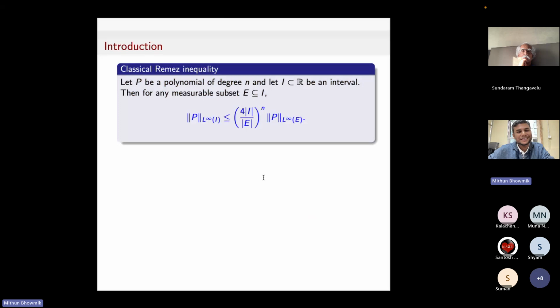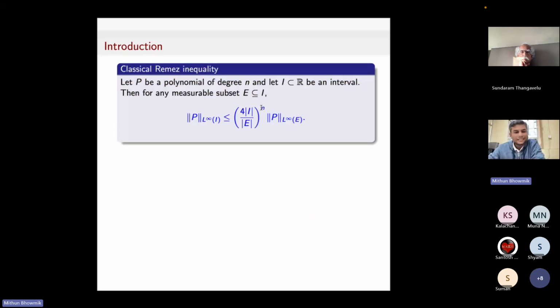In some sense, the Remez inequality tells us how we can control a polynomial over an interval by its behavior on a positive measure subset of that interval. So let P be a polynomial of degree n, and let I be any interval, and take a positive measure subset of I. Then I can control the L infinity norm of this polynomial by the L infinity norm of its restriction to the positive measure set. The constant will of course depend on the measure of the set, and the exponent appearing is nothing but the degree of the polynomial.